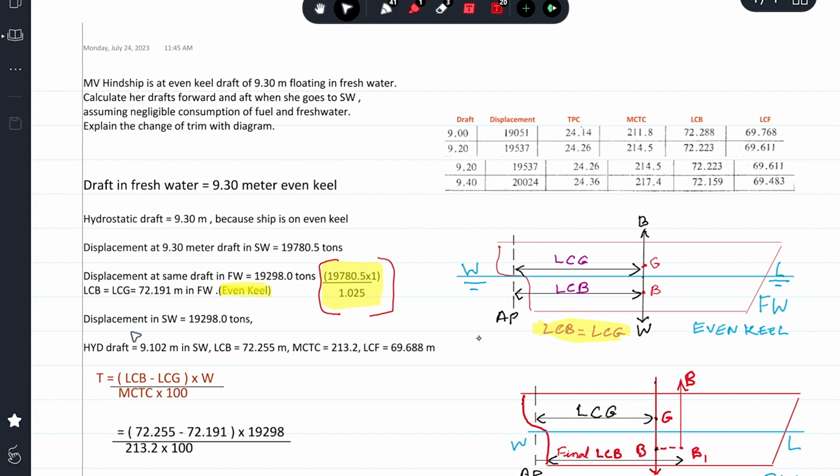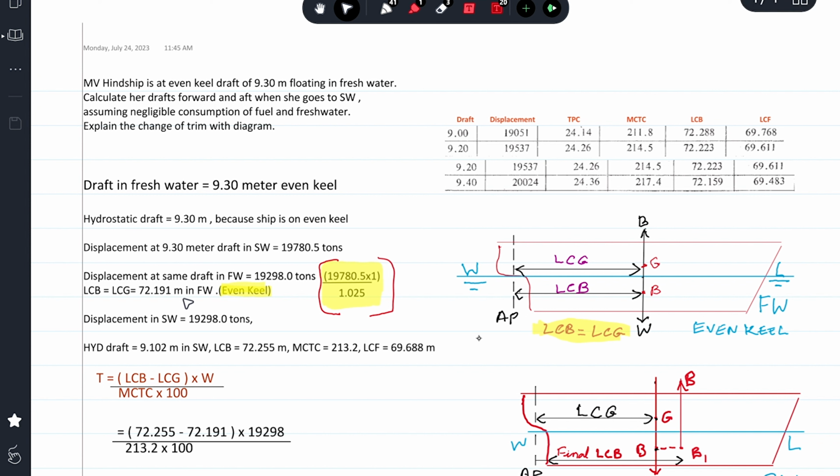So has my displacement changed? No. Whatever displacement I had upon departure, that is the weight of my ship, that has not changed. I have not done any operation now. Only the seawater density has changed. So the weight of the ship remains unchanged, which is the displacement.